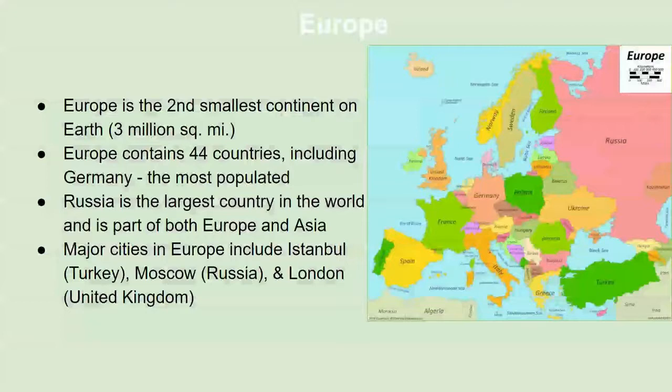And Russia is not even the only country. Turkey technically is also considered to be both a part of Europe and Asia. Speaking of Turkey, it is home to the most populated city in Europe, which is Istanbul. And Moscow is the second largest city in Europe, while London is the third most populated city in Europe, which is in the United Kingdom. Obviously, there are other major cities in Europe that you probably are already aware of, such as Paris in France, or Barcelona in Spain, Rome in Italy, or Berlin in Germany. But I want you to remember those three cities.